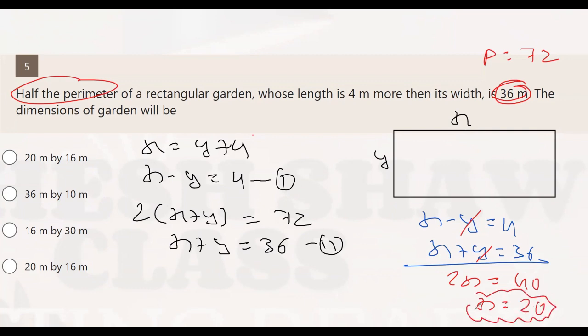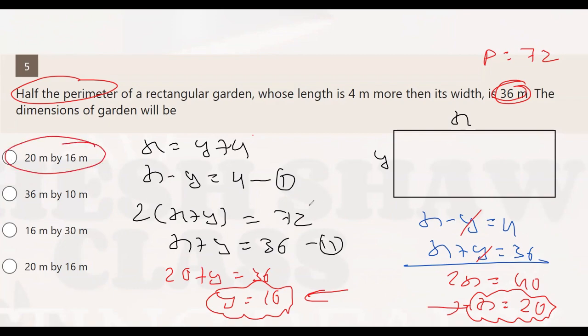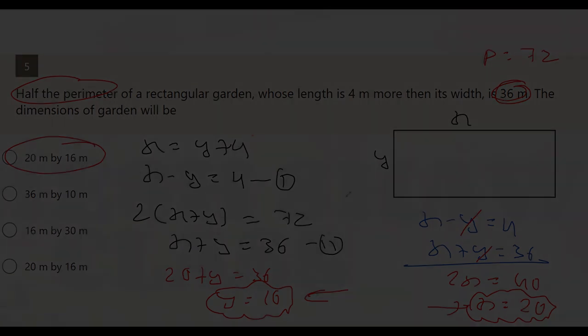Once we get the value of x, we can substitute x in any of these equations. Let's say I substitute x as 20 here, so y is equal to 36 minus 20. So y is 16. So the length is 20 and the width is 16. So 20 and 16, the first option in this case, is correct.